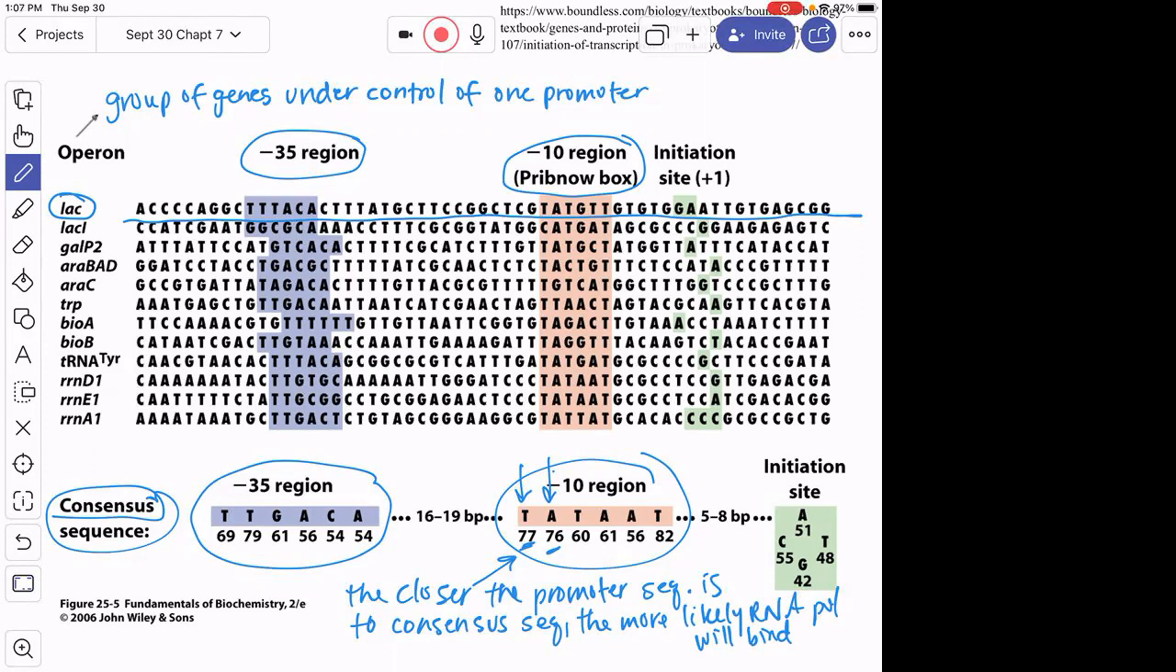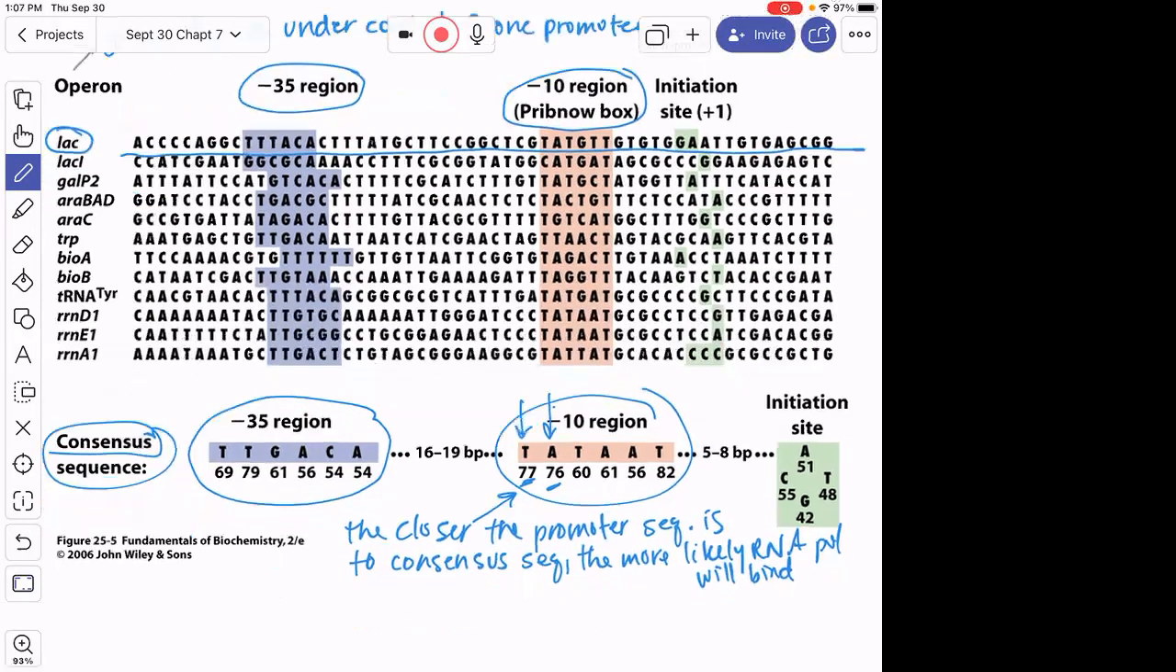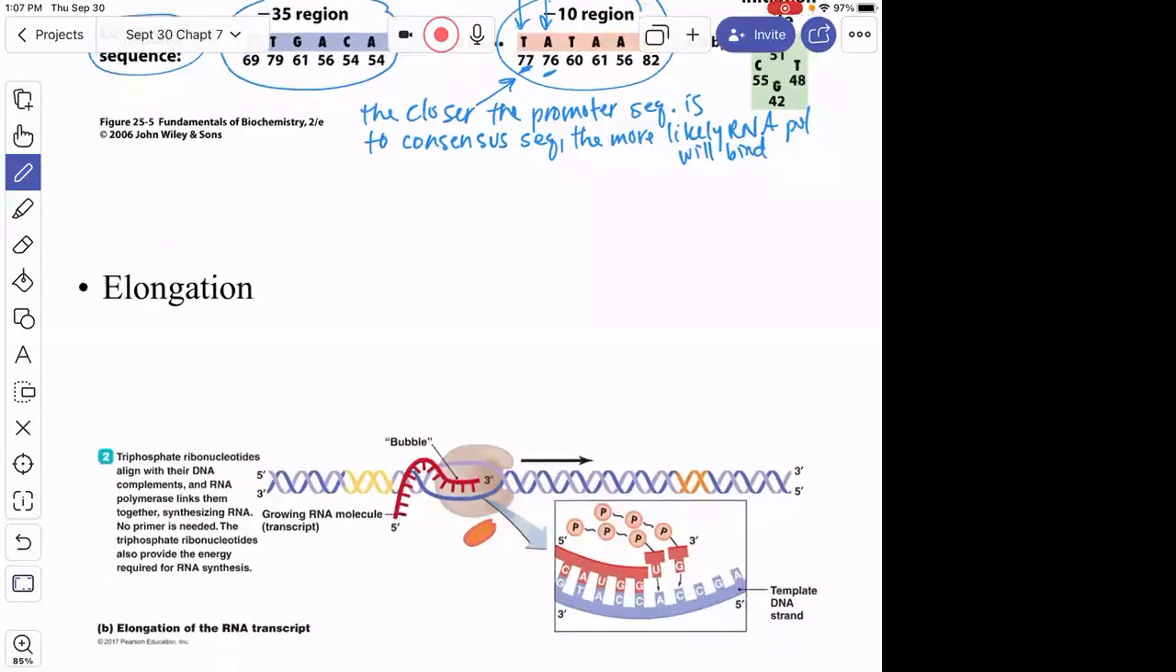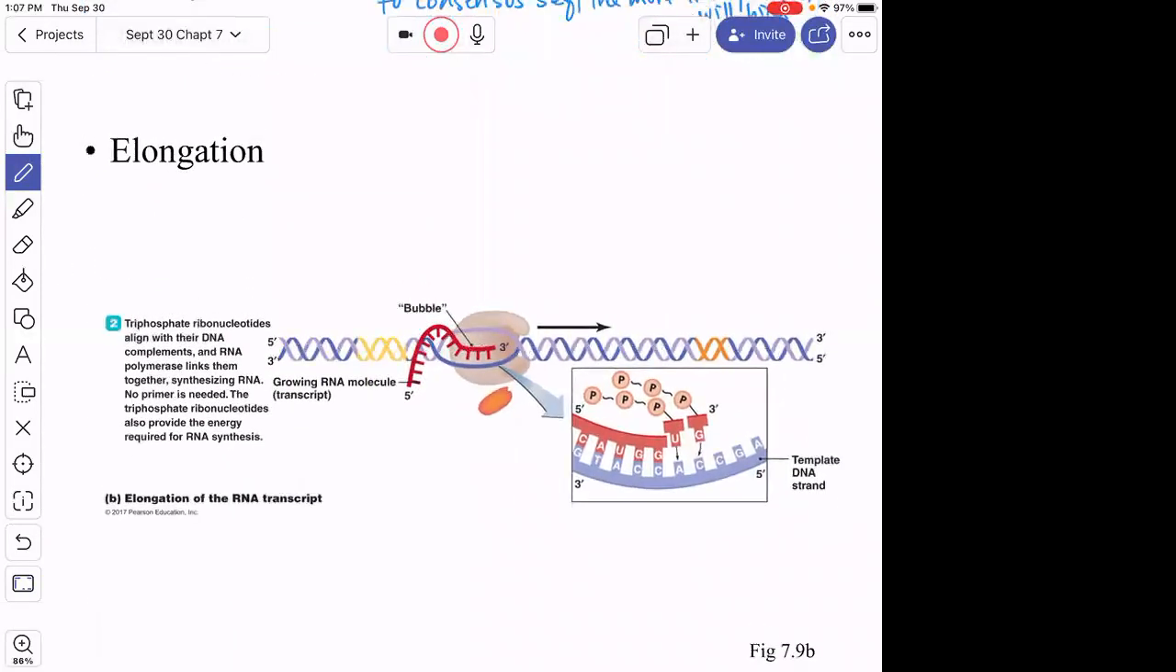Okay. So basically, that's the initiation step. So the beginning of transcription. Okay, once that RNA polymerase binds and starts moving along the DNA, then we call that elongation.